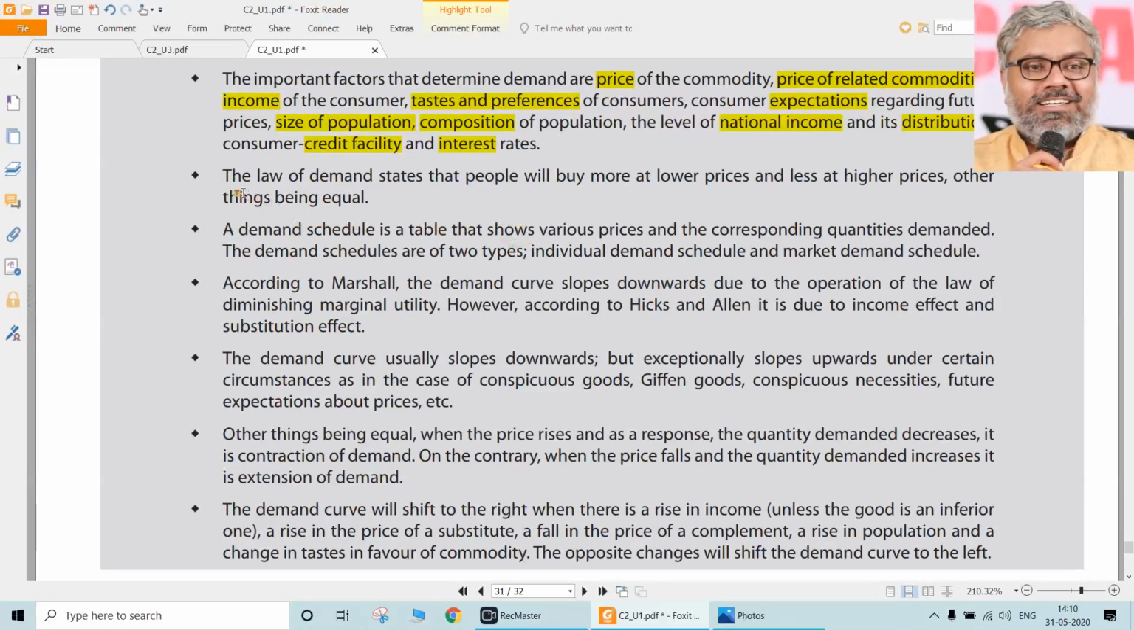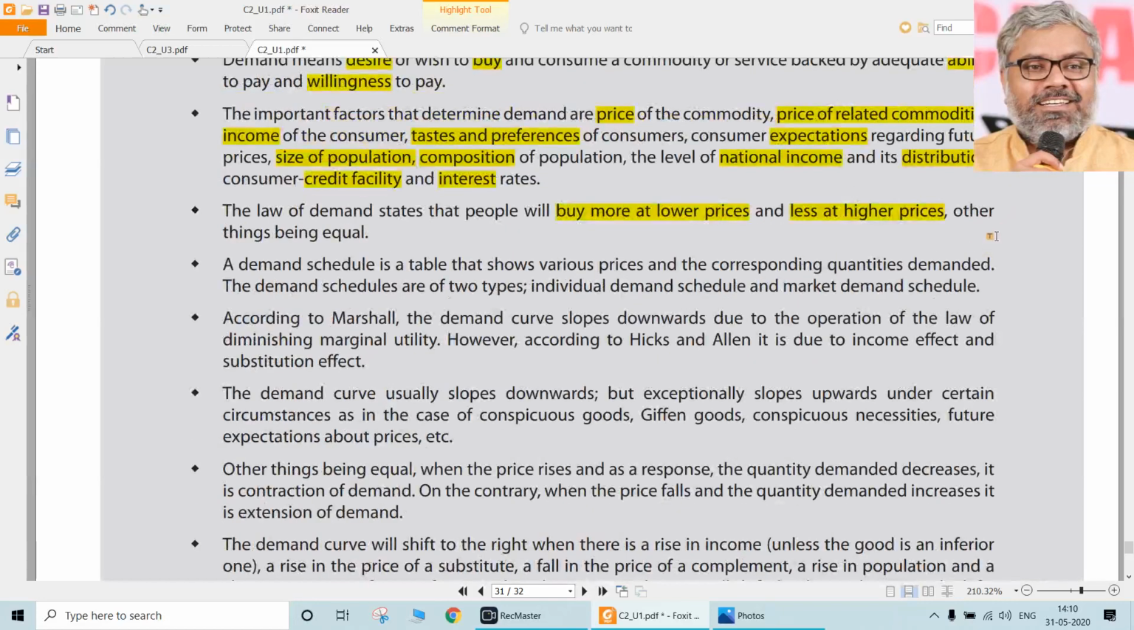And what is the law of demand? The law of demand is very simple. What it says is, people will generally buy more at lower prices. That's generally what people do. And they will buy less at higher prices. Of course, other things being equal. This has to be always kept in mind. When we are testing the influence of any factor on the demand, we have to keep in mind we are testing only one factor at a time.